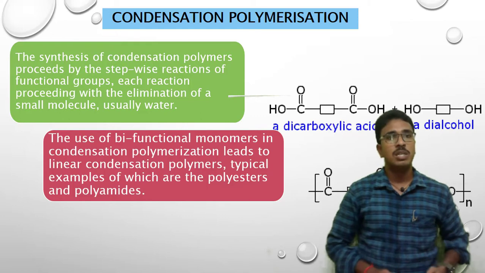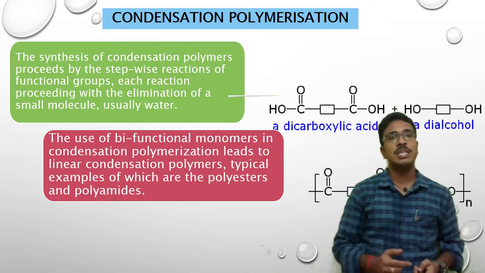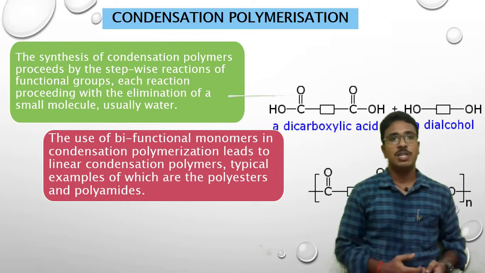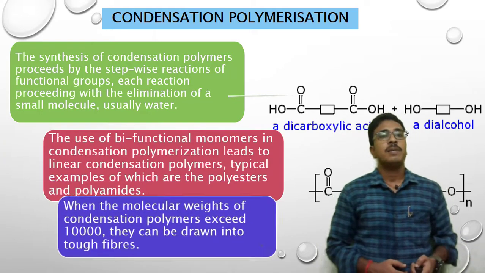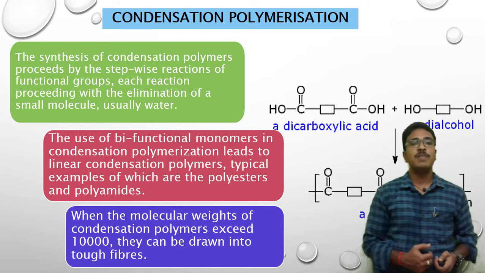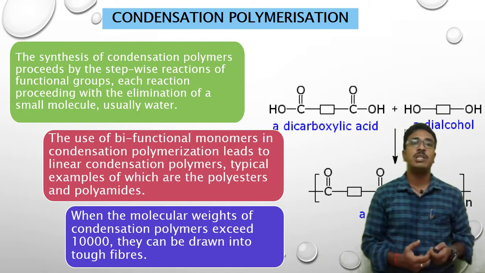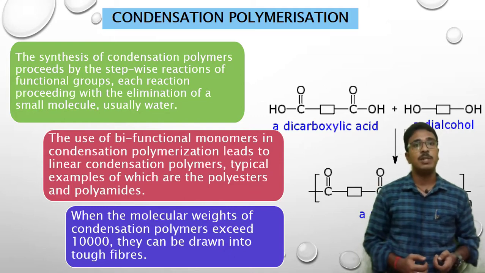Usually it is water molecules. This is called condensation polymerization. The best example is the production of polyester. When the molecular weight of condensation polymers exceeds 10,000, they can be drawn into tough fibers, that is, fibers which have exceptional properties.